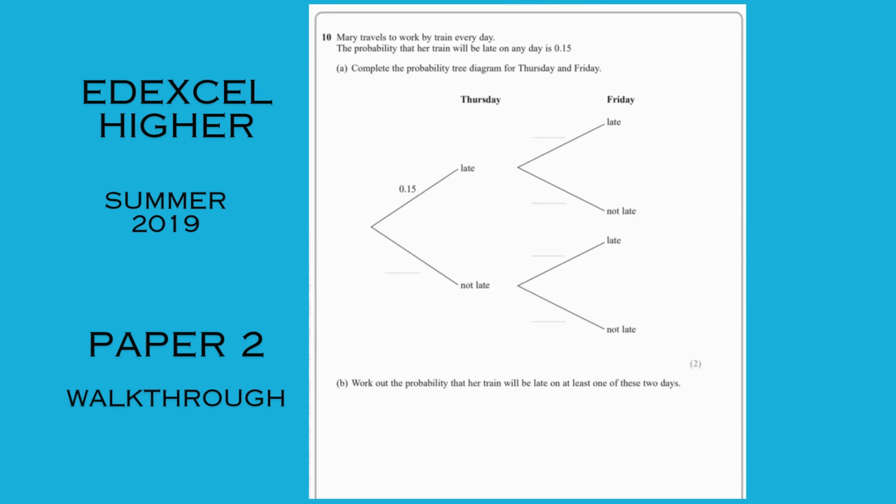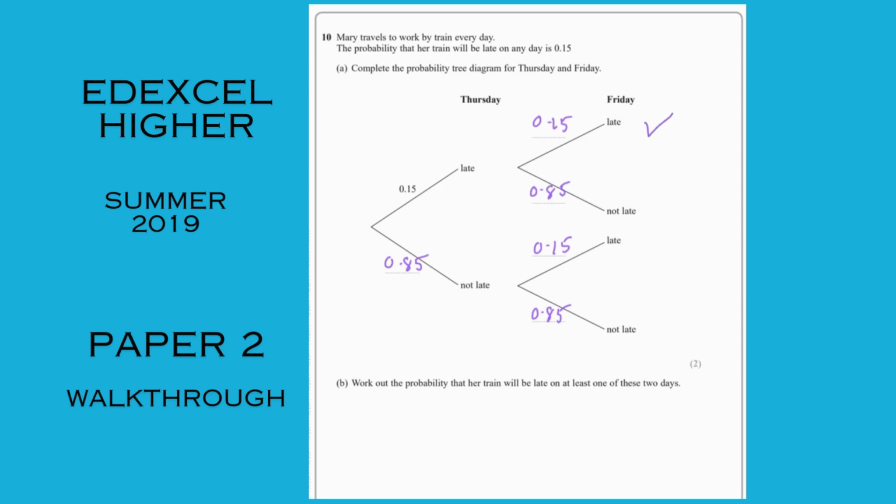Number 10. Nice, easy, straightforward, no need to overthink. Probability trees. Splits should add up to 1, and the probabilities don't change. That's why it's a really nice question. Work out the probability that her train will be late on at least one of the 2 days.